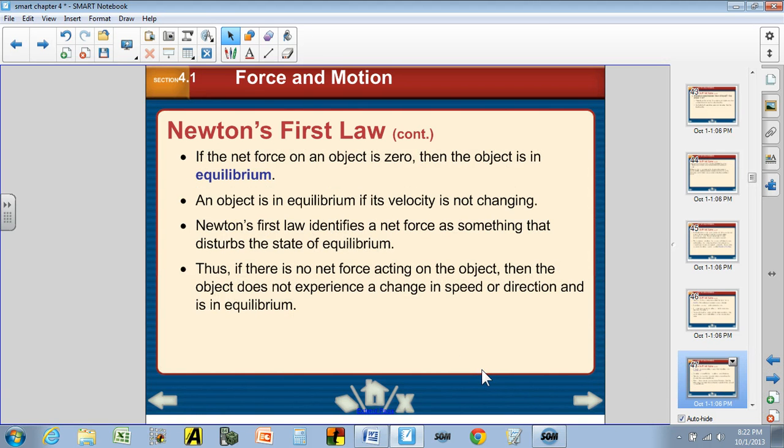If the net force is zero, then we say that the object is in equilibrium. Equilibrium means that the velocity is not changing. Newton's first law then identifies a net force as something that disturbs the state of equilibrium. Thus, if there is no net force acting on an object, the object does not experience a change in speed or direction.